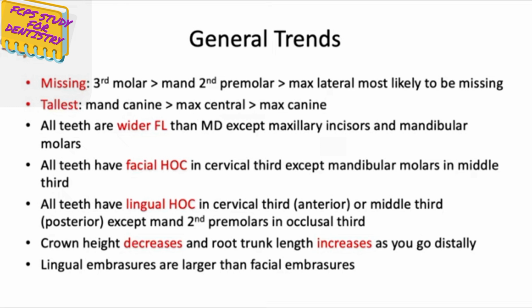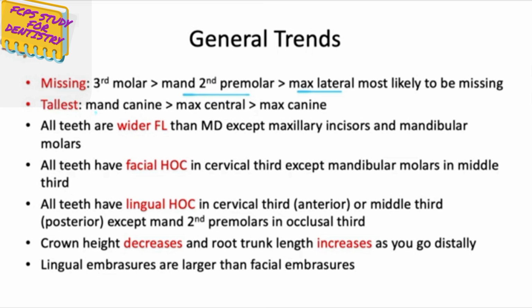Finally, let's apply some of the terms we just learned and give you some overarching trends and general features that apply to the entire permanent dentition. As far as teeth most likely to be missing, third molars are most common, then mandibular second premolars, and finally maxillary laterals. I know there's a lot of discourse around which of these two is most likely missing after the wisdom teeth, but this is the trend I have settled on being most accurate for patients in the United States. So that is what I recommend you study and memorize for the board exam.